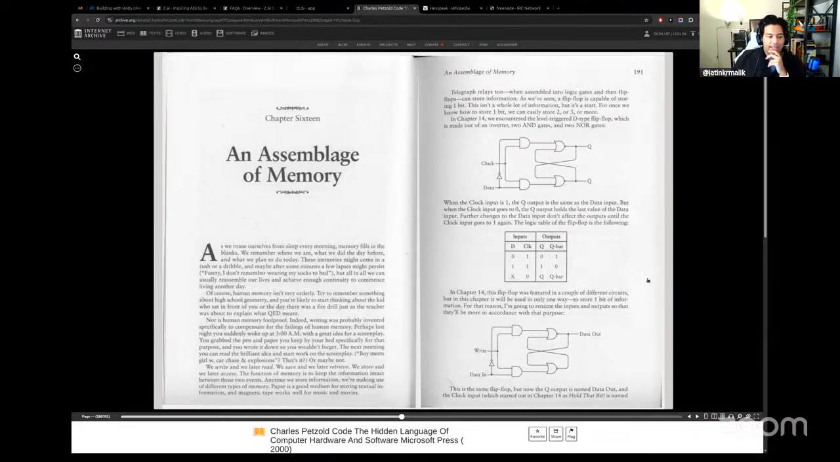Perhaps last night you suddenly woke up at 3 a.m. with a great idea for a screenplay. You grabbed the pen and paper you keep by your bed specifically for that purpose, and you wrote it down so you wouldn't forget. The next morning, you can read the brilliant idea and start work on the screenplay. Boy meets girl with car chase and explosion. That's it, or maybe not. We write and we later read. We save and we later retrieve, and that's a very common pattern throughout history.